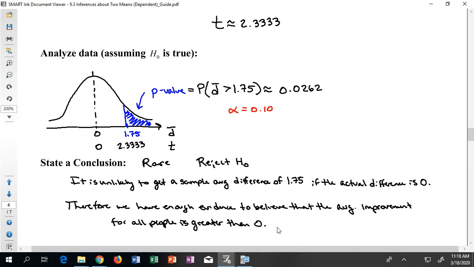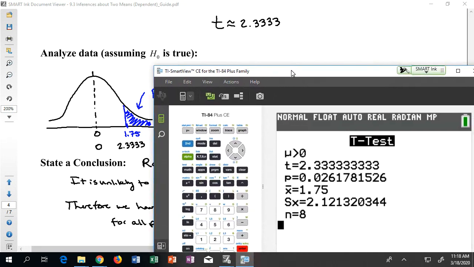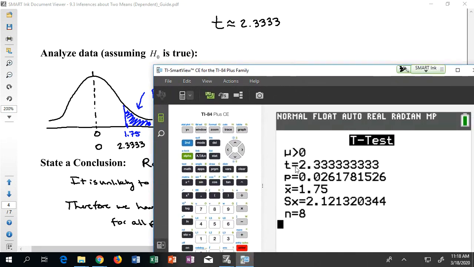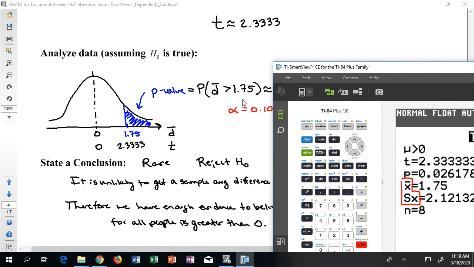Okay. One thing that I want to make sure that I show you before I let you try the next couple problems is that if I look at what the t-test generates for me, I'll notice that it actually highlights my values of S and my values of X bar. And X bar is very significant because that's equivalent to the D bar that I had over here. So I would know what number to put on my number line, and I know what number also goes in my p-value calculation.